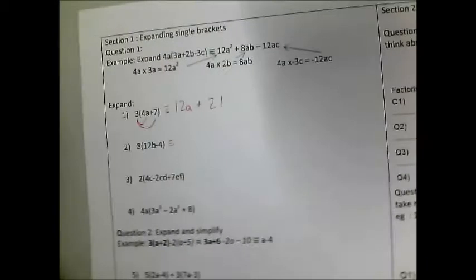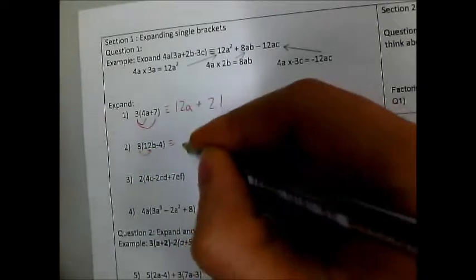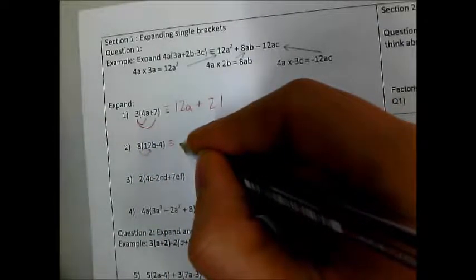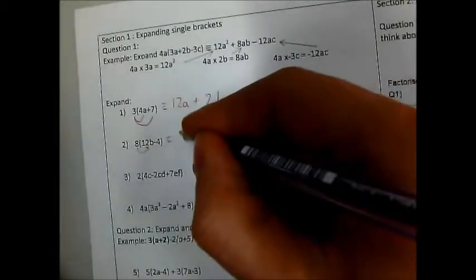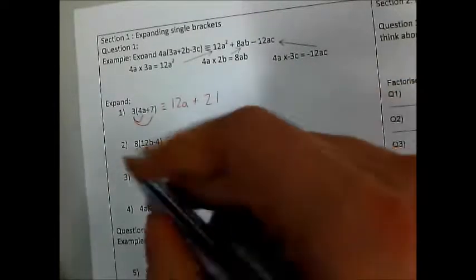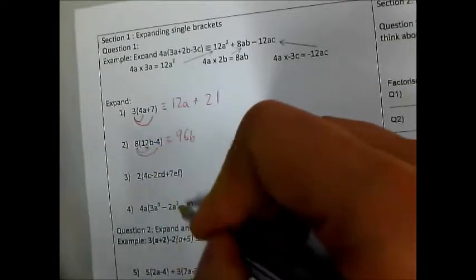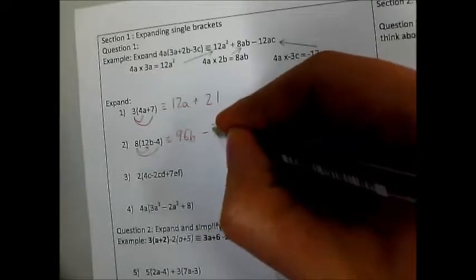Question 2. I want to multiply everything inside the bracket by 8. So 8 lots of 12 is 96. And 8 lots of negative 4 is negative 32.